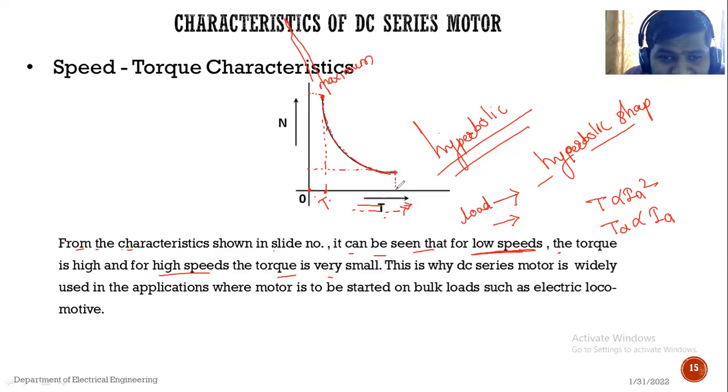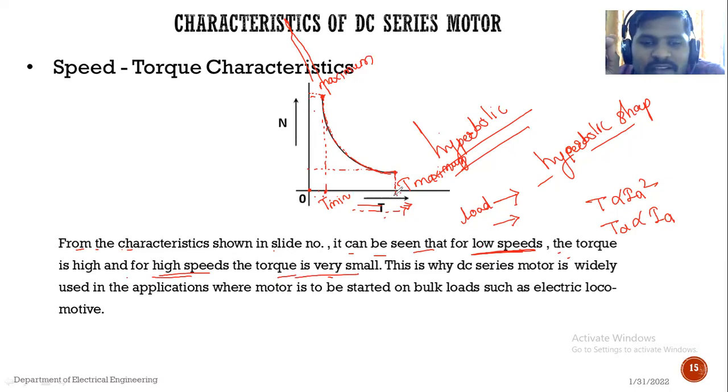At minimum speed the torque of the motor is maximum, and at maximum speed the torque of the motor is minimum. So it gives the relation: at high speed the torque is very small, and at low speed the torque is maximum.